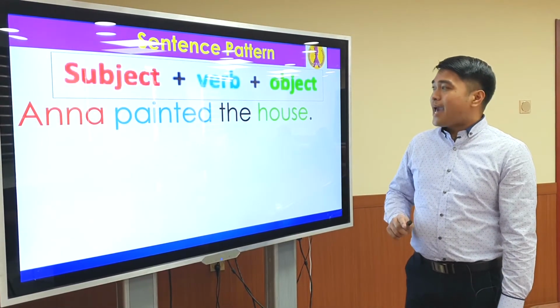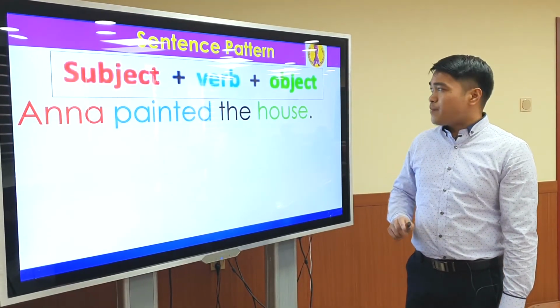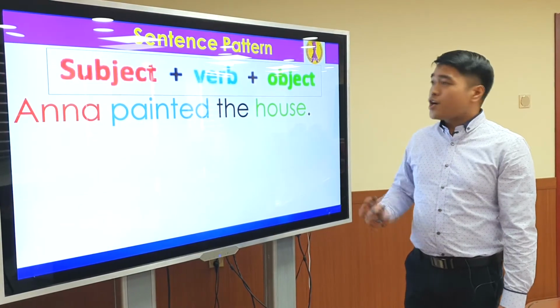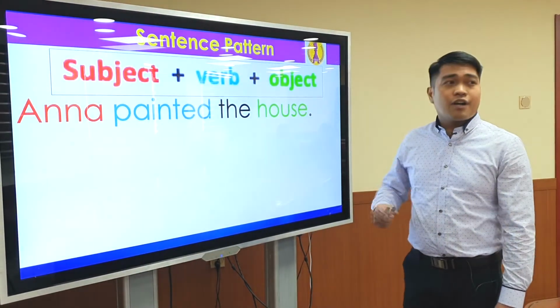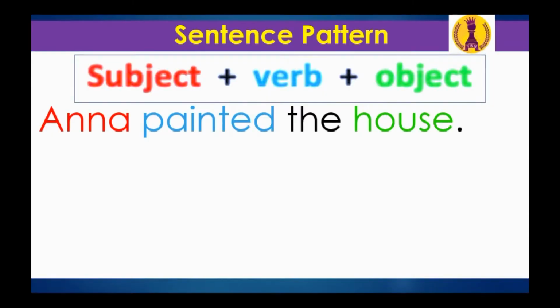Okay, example. Anna painted the house. Subject is Anna. Verb is painted. House is object. Teacher, what is object? Object is the receiver of the action. Because you said there, Anna painted. What? What did Anna paint? House. Okay? Subject, verb, object.